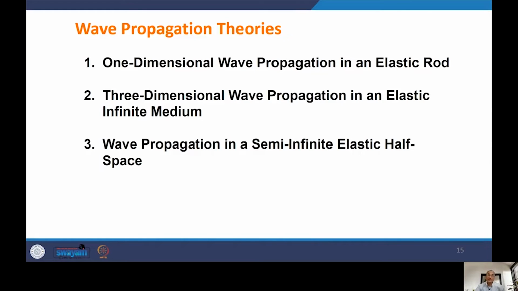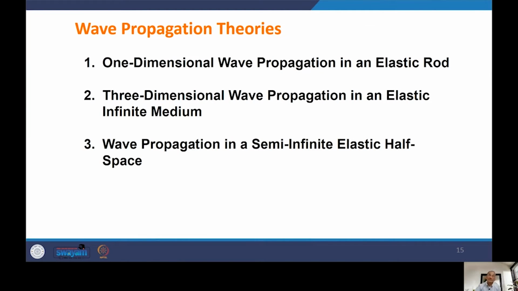Then you have three-dimensional wave propagation in an elastic infinite medium, because inside the earth it can be considered an elastic infinite medium. But when you come to the surface of the Earth, then it is a semi-infinite elastic half space. As we discussed in the last lecture, lecture 32, what is half space? Half space is basically a semi-infinite medium. The last one is the most realistic case, and we are going to discuss these three one by one.